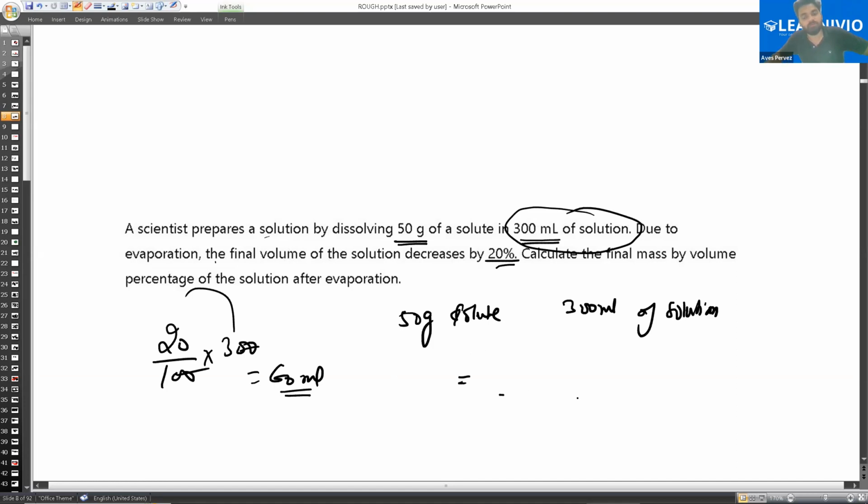Now how much is remaining? 240. Because the solute never evaporates, only the solvent, the pure water evaporates. So the amount of solute in the solution is still 50, into 100, calculate the value. It's the new mass by volume percentage.